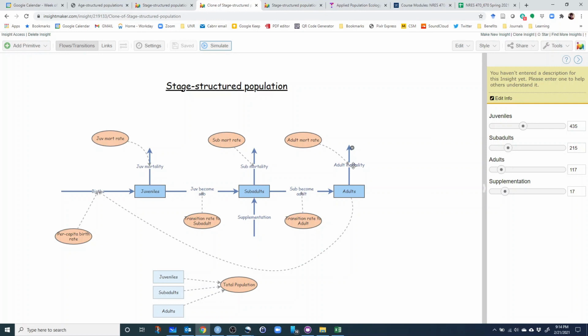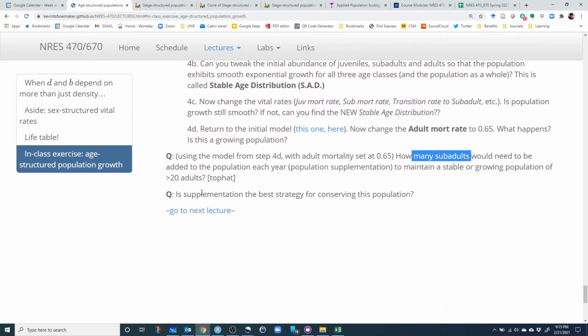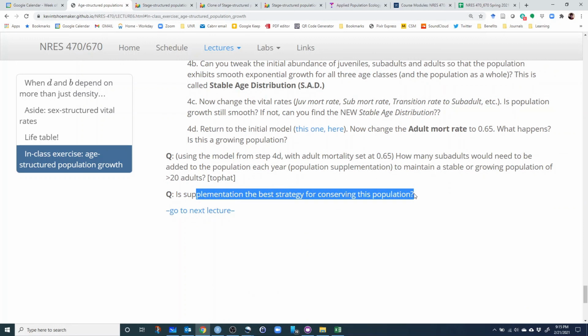Take some time to work on that and try to figure out what the number is, and when you have agreed on a number with your group, then answer the question in Top Hat. Finally, a discussion point. Is supplementation the best strategy for conserving this population? Just discuss with your group and take a minute to think about how you would go about conserving this population. Is this a sustainable strategy? Is there a better way to go about conserving this population?